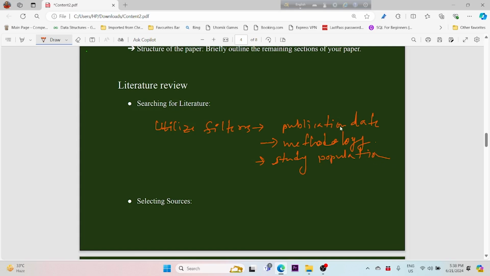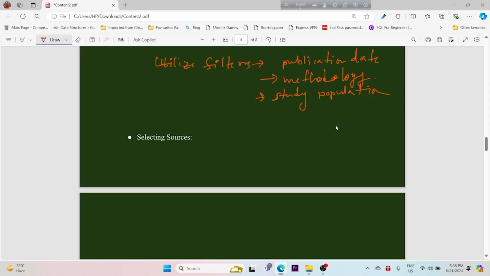Besides, once you find a relevant article, you can check its references to discover other pertinent studies. And you have to look for articles that cite the same key references as your initial sources. And the second technique is the selecting source.